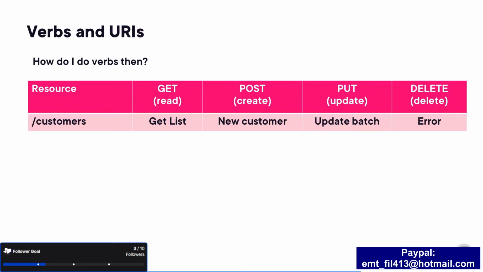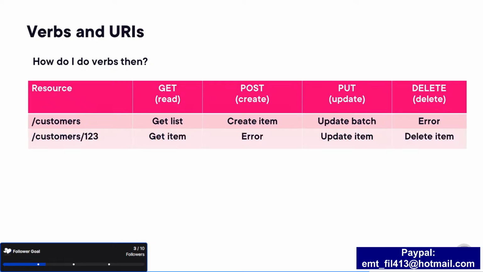When we look at an individual resource, a customer with an ID of 123, when we get that item, like we saw just a minute ago, it's going to return just that item. If we try to post to that item, it should return an error because we can't create a new item on this item. We'll see later how we could create related items, but we're just talking about single resources right now. And then put will update the item, and delete, unsurprisingly, will delete the item. Let's see this work in practice.